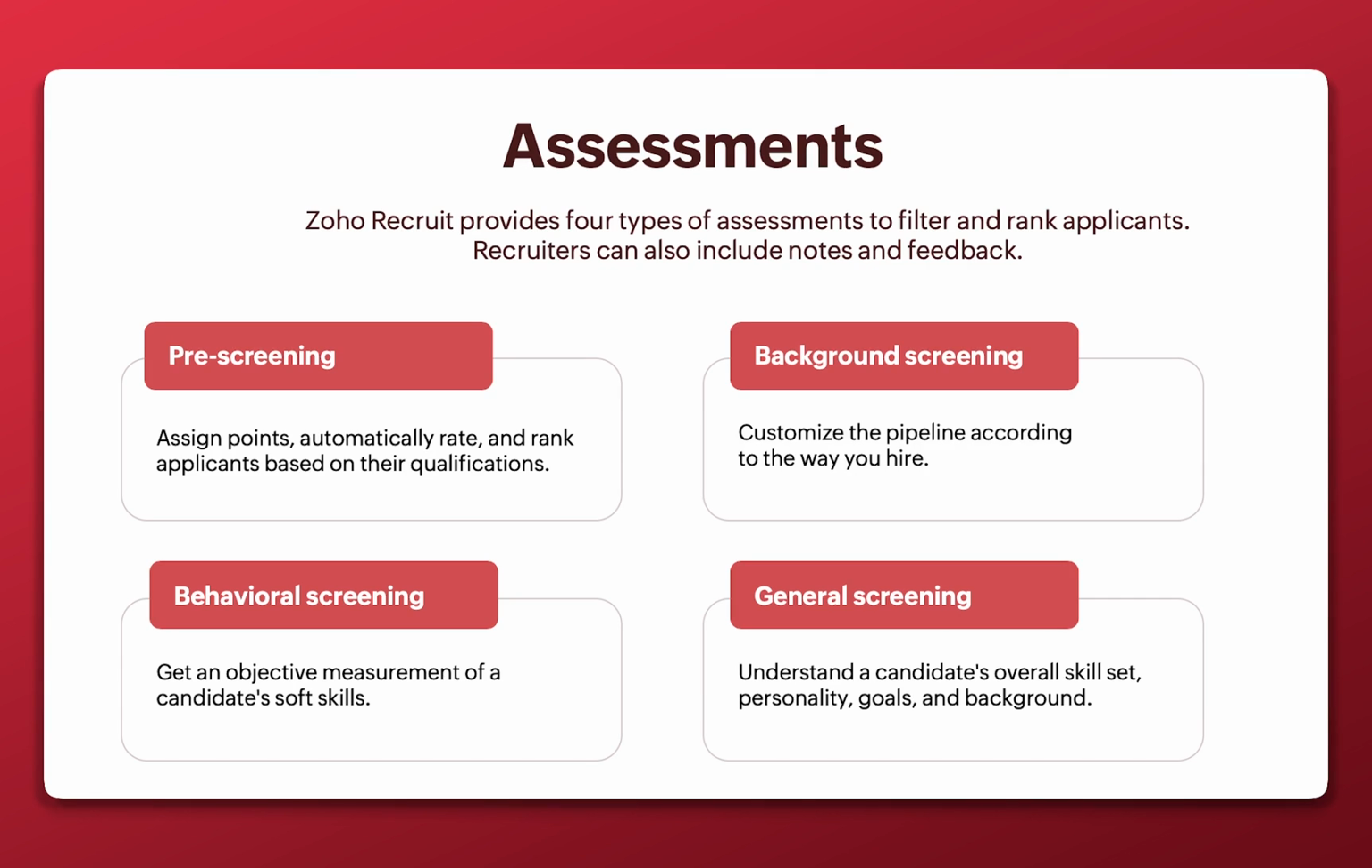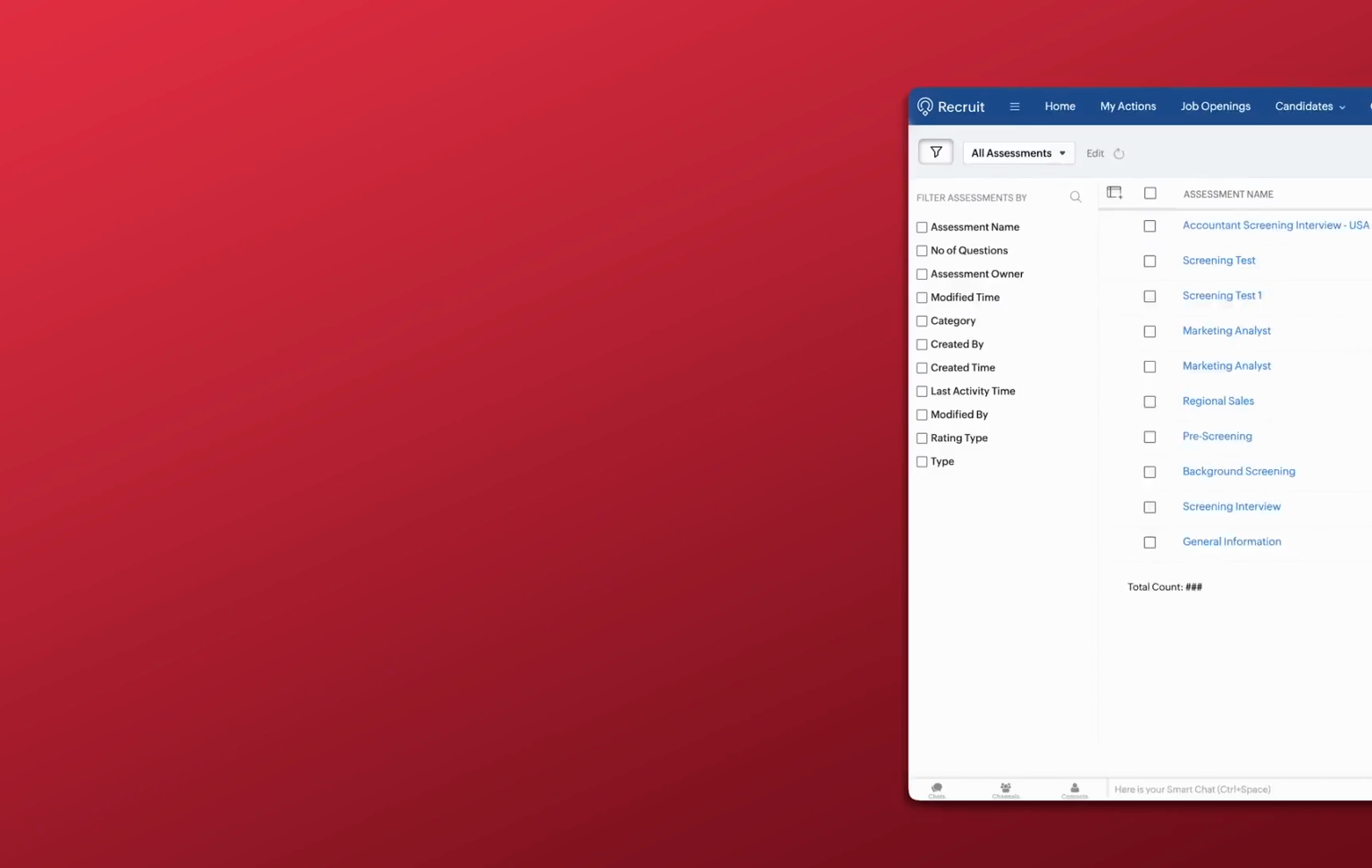This enables the hiring managers to quickly compare applicants based on their average ratings and give the interview team a head start. The assessments which are provided to you on default are of four types, which are the pre-screening, background screening, behavioral screening, and general screening. And the assessments you create are divided into three categories, namely the recruiter's assessment, candidate assessment, and the interviewer's assessment. Now let's see how to create these assessments.